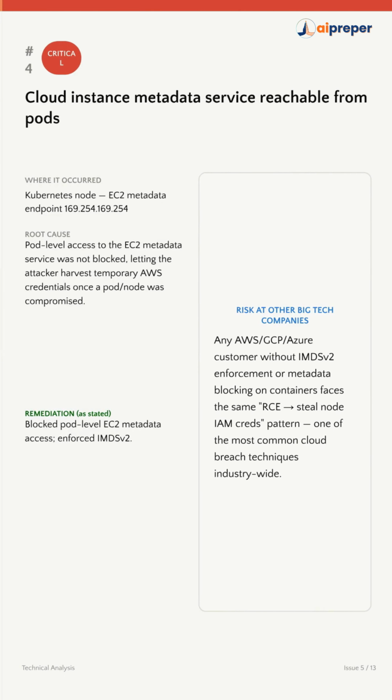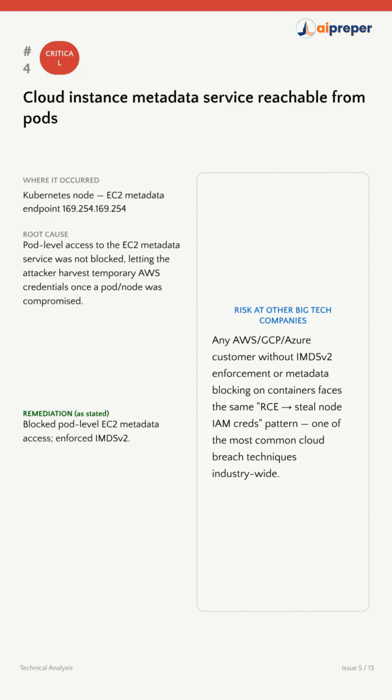Now, once it got access to that token, it could probe and figure out what open APIs were available inside the pod cluster. It got lucky in targeting the Cloud Instance Metadata Service, finding out this service was reachable from pods. This allowed an attacker to harvest temporary AWS credentials.